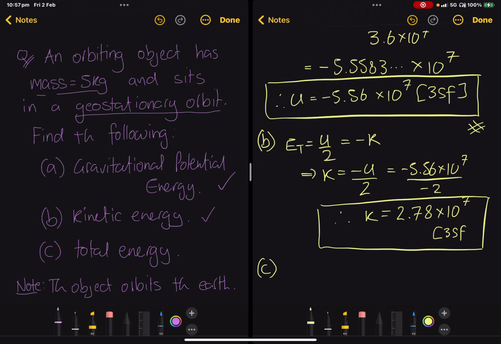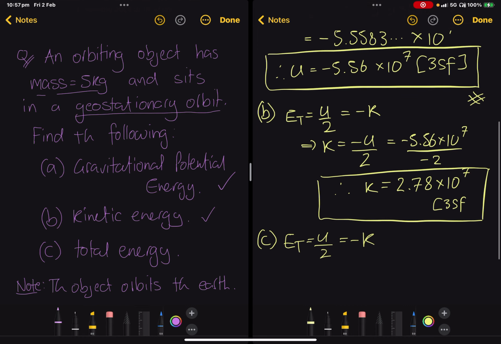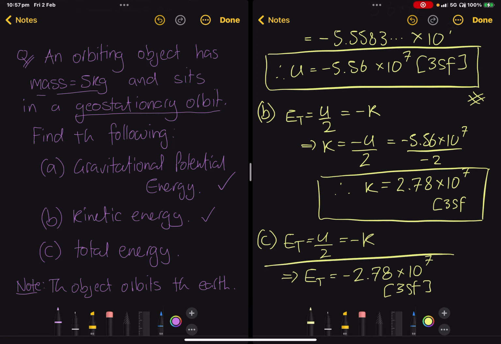Now part C, we're asked for the total energy. Well, we have a formula for total energy. Total energy is potential divided by 2, which is minus kinetic. We've just found the kinetic, so this means the total energy is going to be negative of the kinetic, which is minus 2.78 times 10 to the 7, and this is also a 3 sig fig answer. And so this is our answer to this particular question.